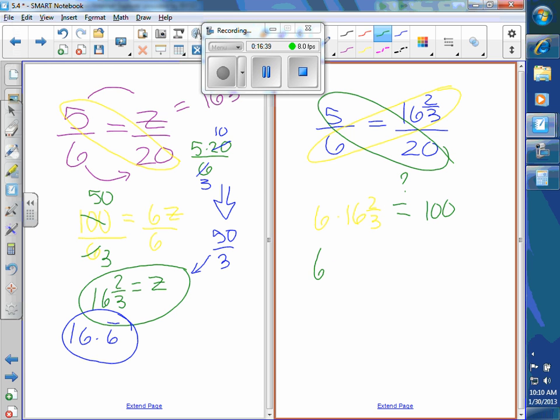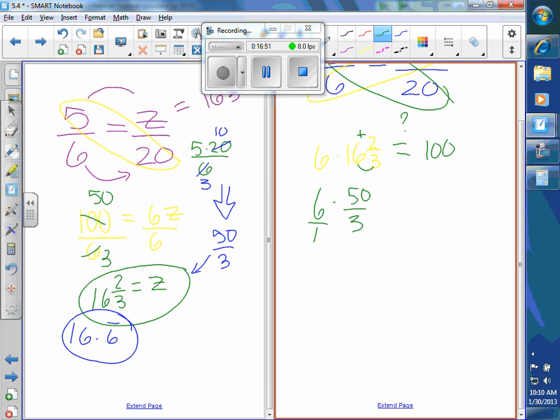So 6 times, and remember this is 48 plus 2, 50 over 3. We want to check to get that we get the same number. And we could do just what Zig was asking about again. 3 goes into 6 twice, so that's the same as 2 times 50 over 1. So you check, it should multiply out.